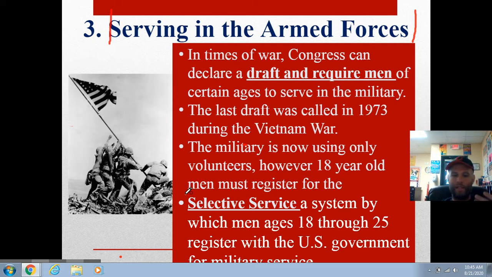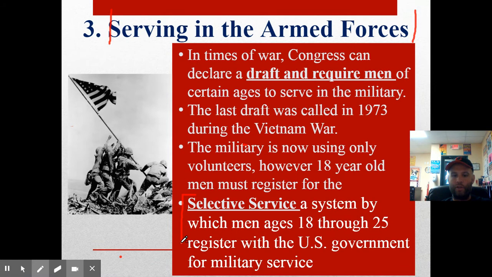We can talk about whether that's fair or should change or not. But the term you need to know, and you might want to write down selective service on the left, and then the definition on the right. Every single male citizen in the United States must sign up for the selective service. Doesn't mean you're signing up for the military. It's a system by which men ages 18 through 25 register with the U.S. government for military service if called upon.